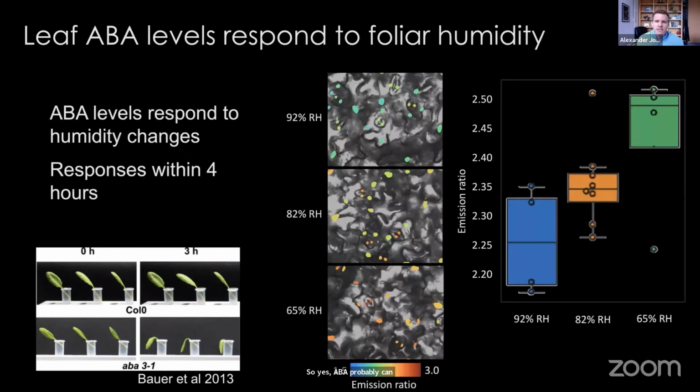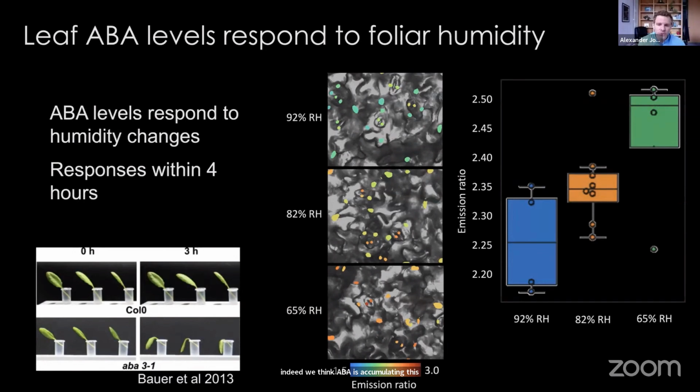So we used Abacus to detect what's going on in the leaves with the dry air treatment. And so Jim was able to show that as we go from high humidity to low humidity, we can see ABA levels increasing in certain cells, actually several types of cells, in the leaves. So indeed, we think ABA is accumulating. And this response happens over a period of hours.